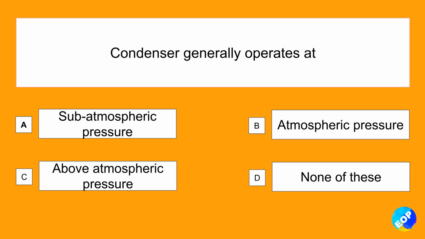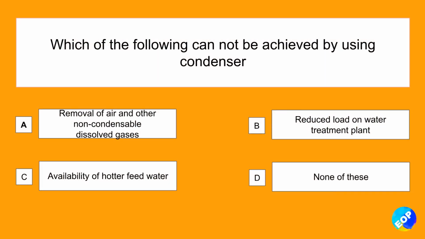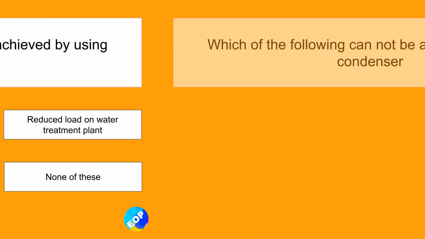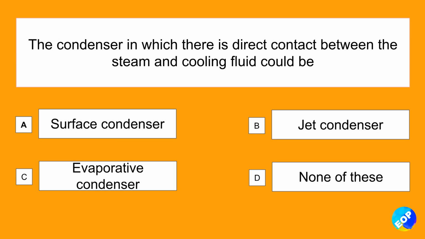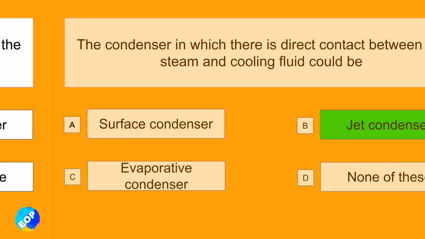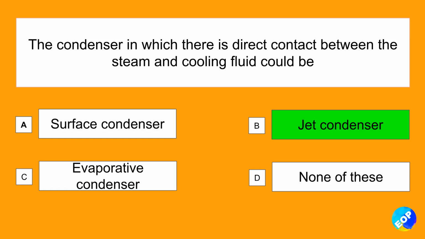Moving on to our next question. A condenser generally operates at what pressure? The correct answer is subatmospheric pressure. Next question. Which of the following cannot be achieved by using a condenser? The correct answer is none of these, as all the listed options are achieved by using a condenser. Let's look at this. The condenser in which there is direct contact between the steam and cooling fluid could be what? That would be a jet condenser.